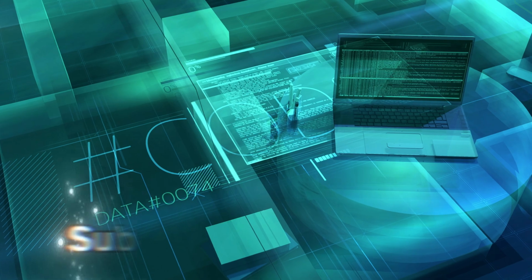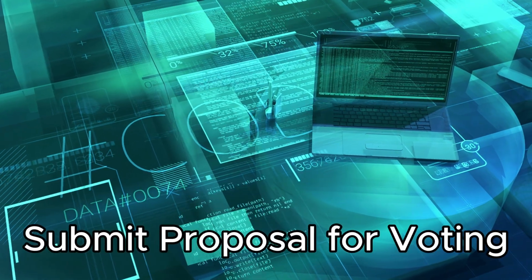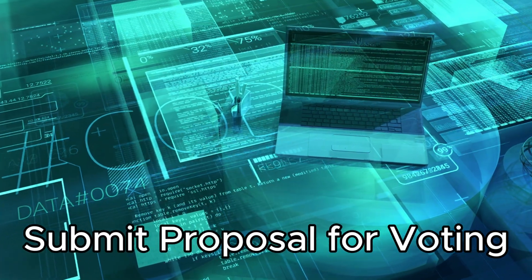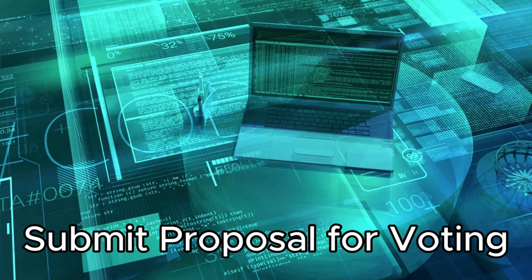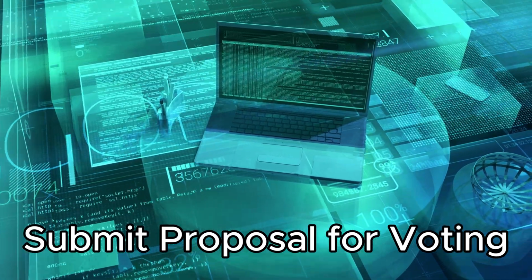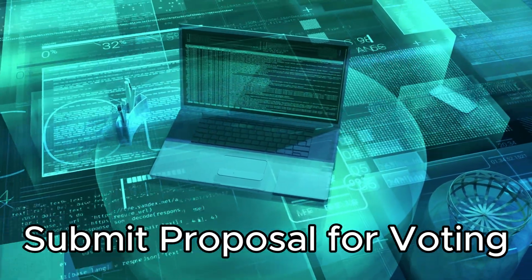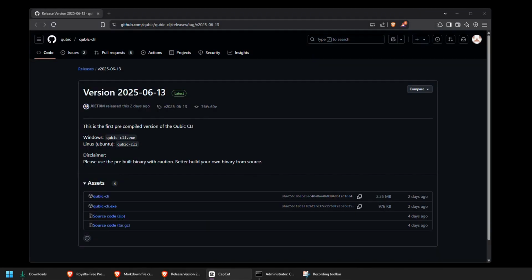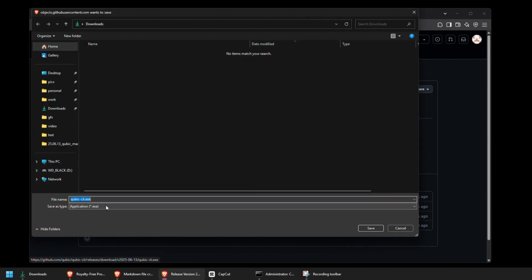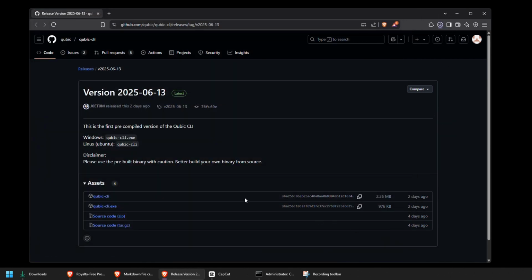Step 4. Submit the proposal for voting. This part involves a bit of technical work, but don't worry. Just follow what I'm doing on the screen and it will be easy. We will use a tool called QUBIC Command Line Client, CLI. 1. First, download the CLI client. There is a link in the description below the video. Click qubic-cli.exe and save it to your Downloads folder.